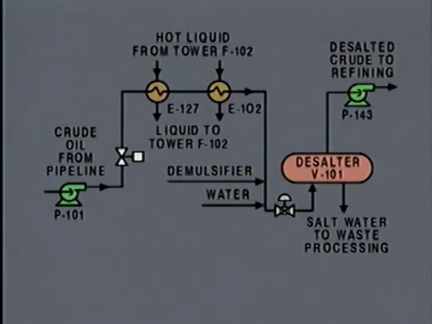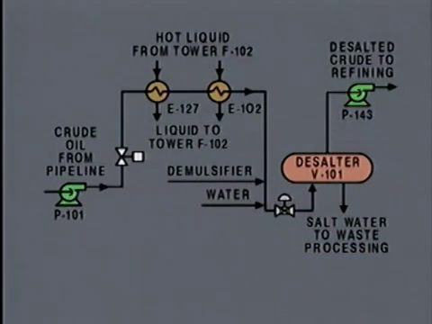The major output of the system is desalted crude. The diagram shows that it's fed to a refining system. There's also a line on the diagram that is labeled salt water to waste processing. This line represents the output stream containing the salt and other impurities that are removed from the crude.